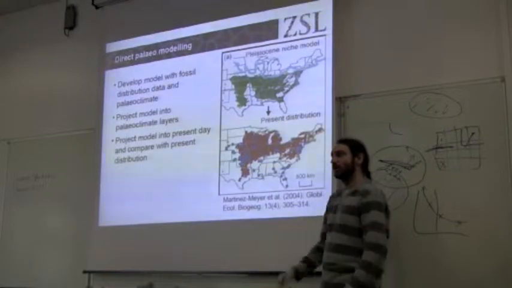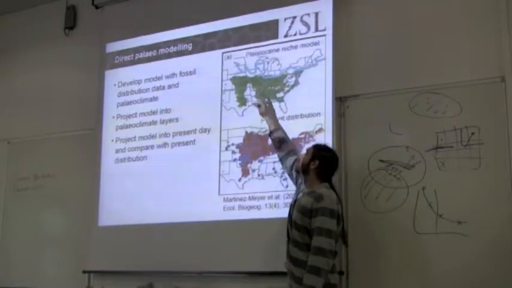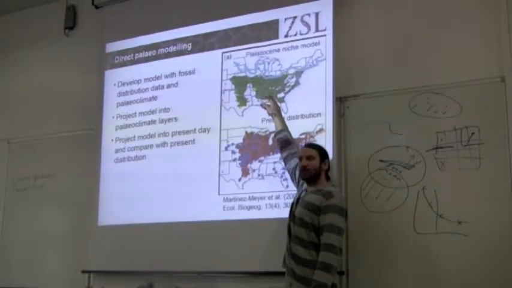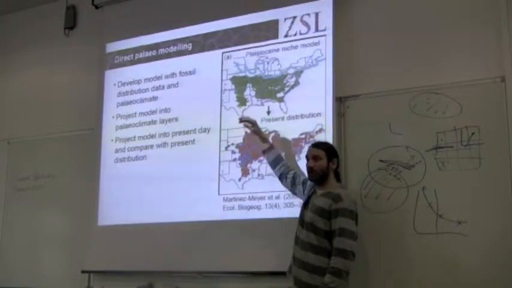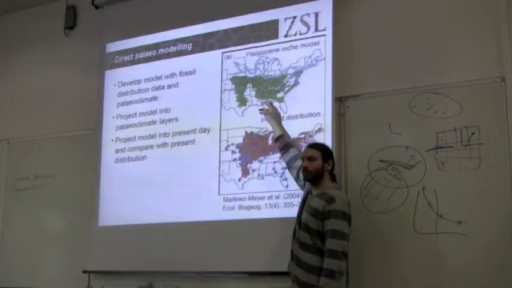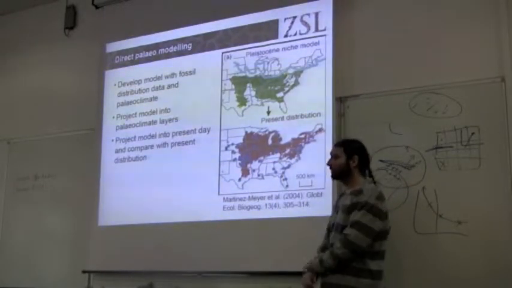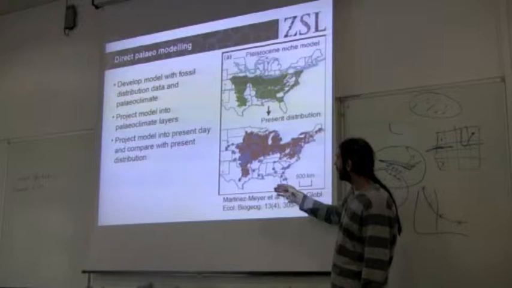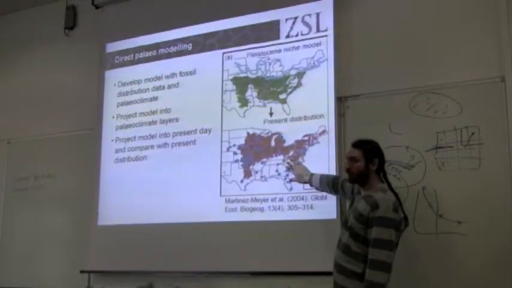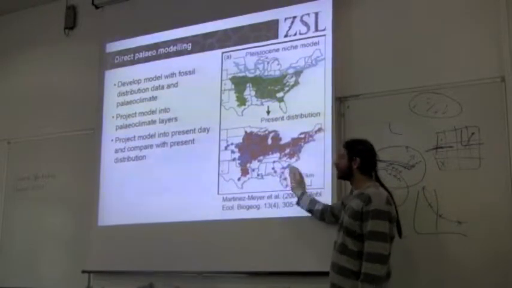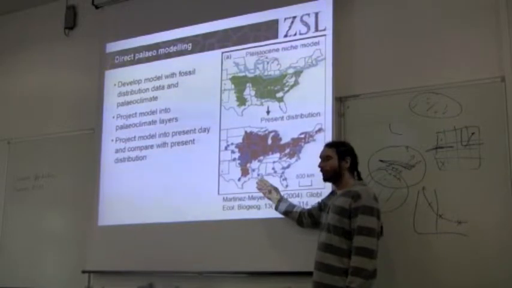In many ways, this is direct evidence of the suitability at that time, rather than our inference based on our model. So if you've got fossil data, this sort of two-directional modelling can be really interesting. And here you see that a lot of the southern areas are just completely outside of the projected suitable area.